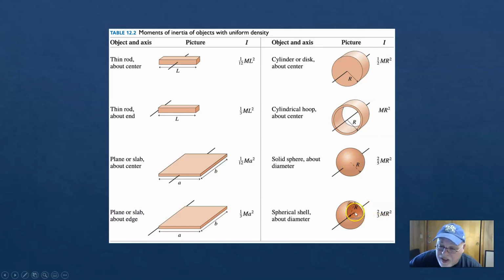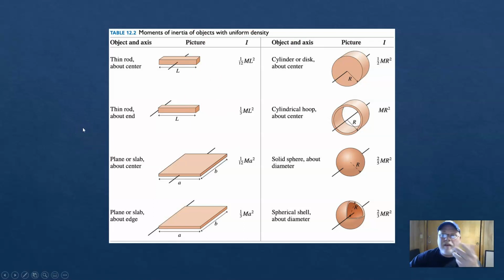Now, what I want you to see here: the previous example illustrated that the location of the axis matters. This one illustrates that the distribution of the mass matters, right? Same axis, but if we have all the mass out at the edge, well, now we're going to get a larger moment of inertia. And so this is in your book. I took this out of your book, but it's pretty simple to use.